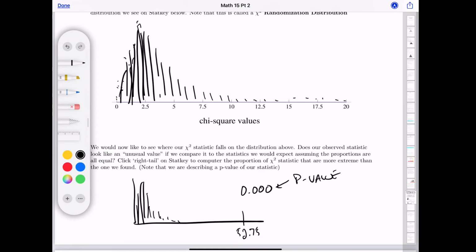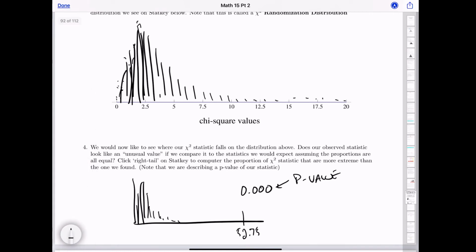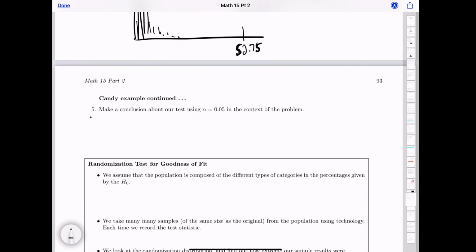And we saw a p-value of 0 here, which means it's virtually impossible that this sample could have come from a population where the candies all had an equal proportion. And then finally, we're asked to make a conclusion using an alpha of 0.05.